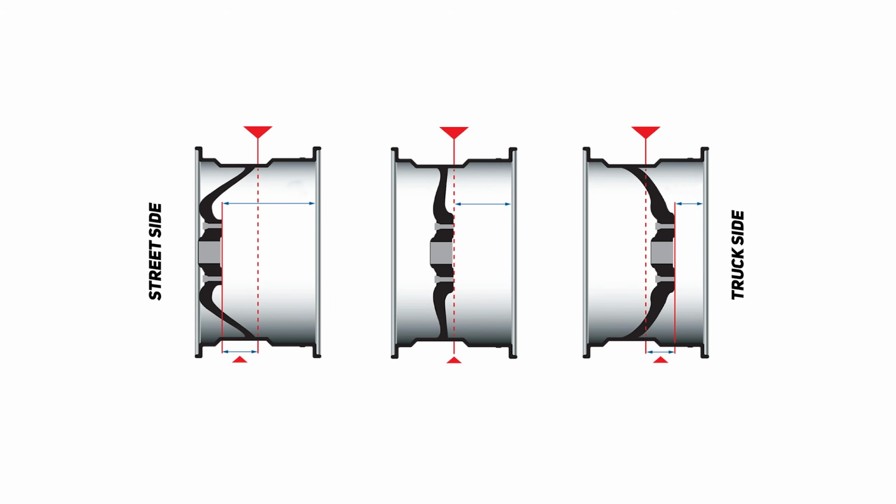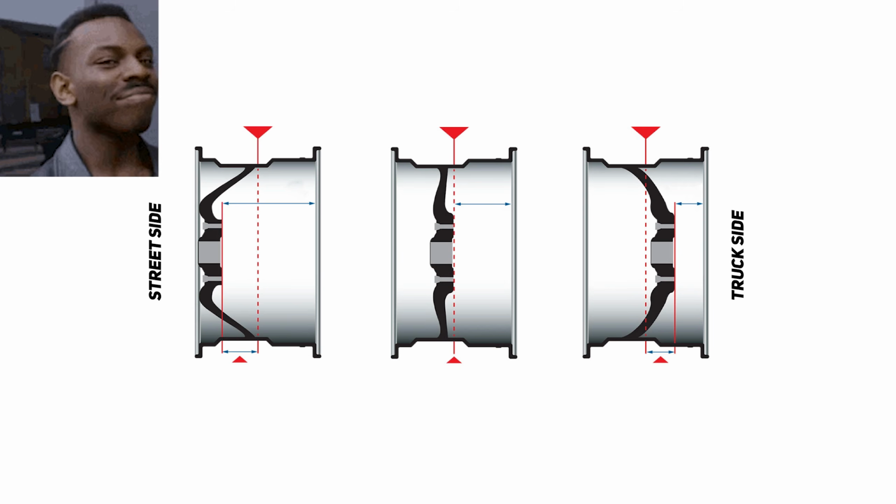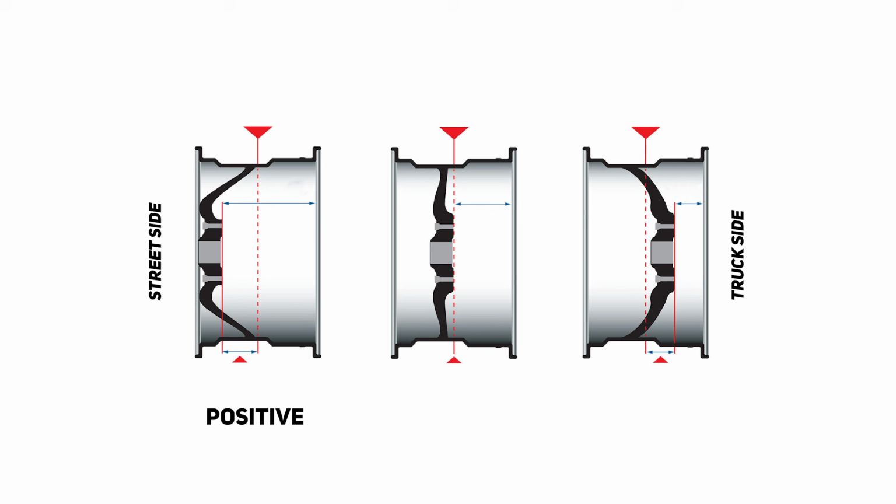All right, before I shut up about offset, let's do one quick check on learning. So, which of these has positive offset? If you said the one on the left, you're right. And then the final part, what do you think we call the blue line area behind the mounting face? If you thought backspacing, you won. All right, moving on.